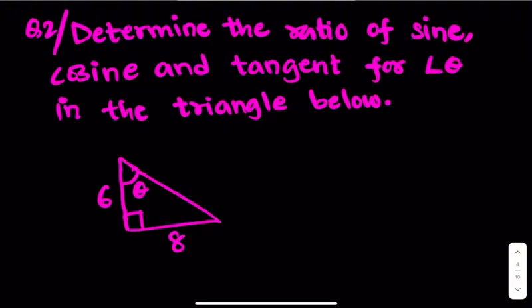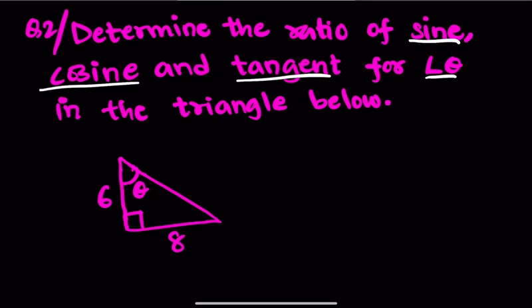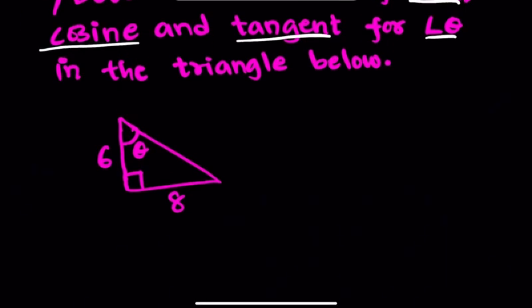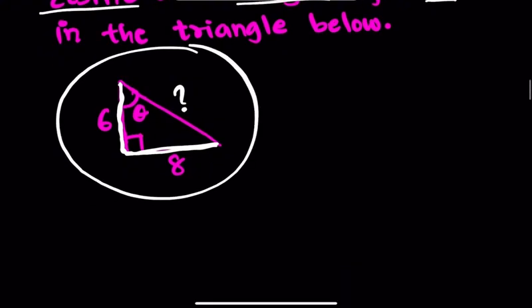Let's look at another problem, which says determine the ratio of sine, cosine and tangent for angle theta in the triangle below. So in this right triangle, the lengths of the two legs are already given, which are 8 and 6, but the length of the hypotenuse is not given. And since we are asked to find the ratio of sine and cosine, it's important that we find the length of the hypotenuse before we find the ratio. So since this is a right triangle, we can apply the Pythagorean Theorem to find the length of the hypotenuse. So let this be a, let this be b, and let this be c.